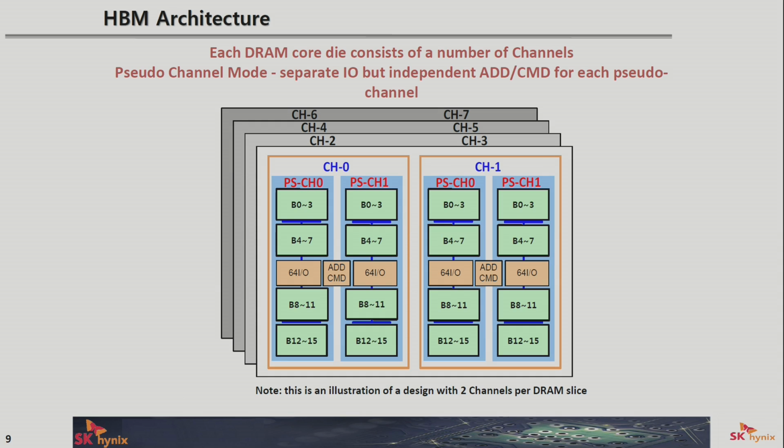There is also a pseudo-channel mode that essentially breaks down the structure of each channel into half. So each pseudo-channel has 64 independent I/Os, and they share the same command and address lines. What it does is allow the data granularity that you send across the I/O bus to be smaller, and it improves the overall power efficiency of bus utilization.